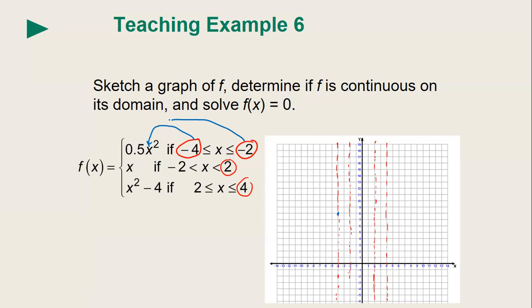Now I'm going to substitute in -2. -2 squared is 4. And what's half of 4? 2. So at -2, I'm going to go to 2. Is it open or closed? It's going to be a closed circle. So I'm going to connect it. And I know that it has a little curve to it because it is a quadratic, which is okay. So there's my first piece done.